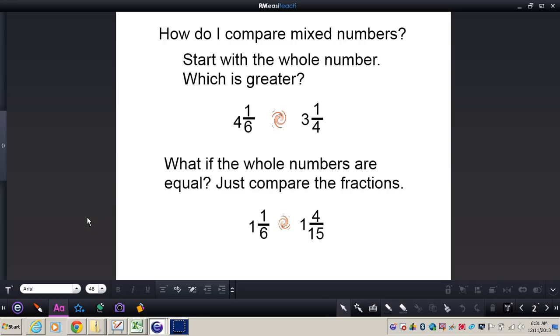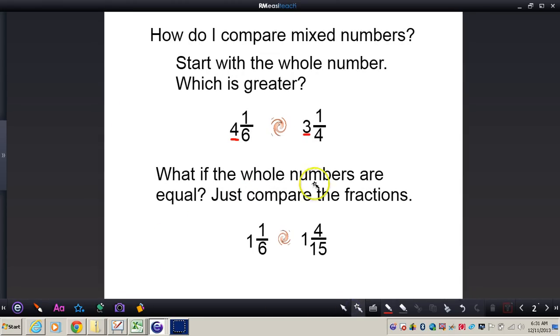Now, if we're going to look at comparing mixed numbers, remember a mixed number always has a whole number and a fraction. If we're ever comparing mixed numbers, the first thing we always want to do is look at the whole number. So 4 and 3, pretty obvious here. If I have 4 of something, or if I have 3 of something, it's pretty obvious that 4 is greater than 3. So that means no matter what the fraction is, the mixed number with the greater whole number will always be greater.